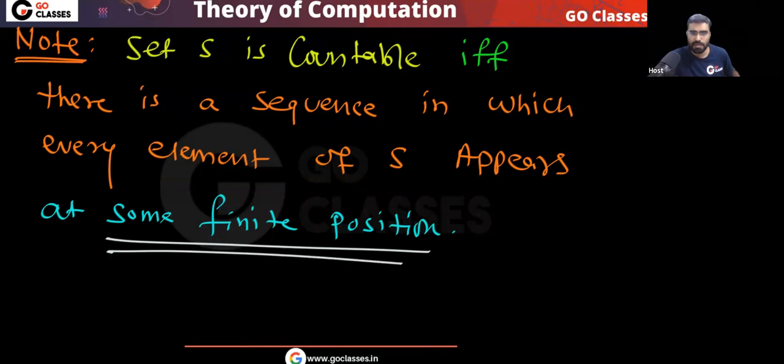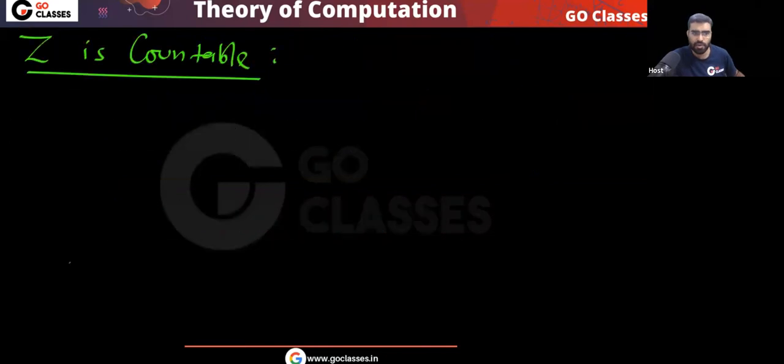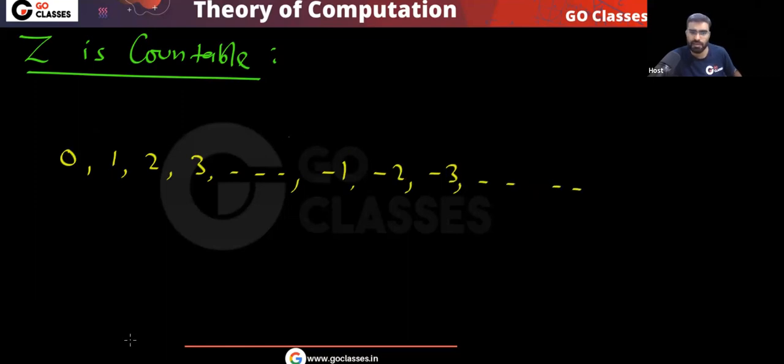Now let's apply it. We want to prove that Z is countable. Can you give me a sequence? A sequence means first position, second position, third position, and so on. Will this sequence work? Notice I'm giving you this sequence. Simple question I'm asking: for Z, is this sequence an enumeration?